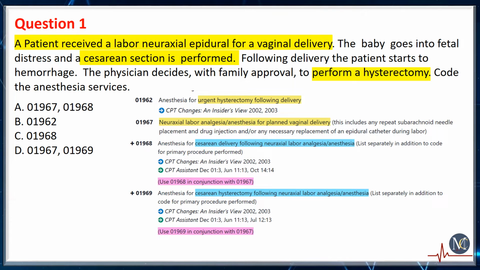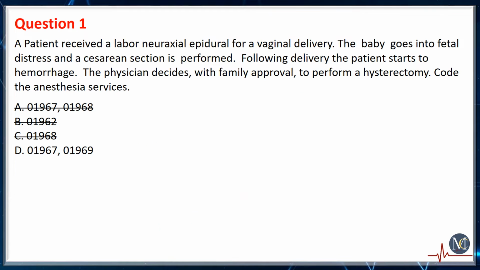So we will use the primary code 01967 along with add-on code 01969. So our correct service code is 01967 along with add-on code 01969. Our correct option is option D with service code 01967 along with add-on code 01969.